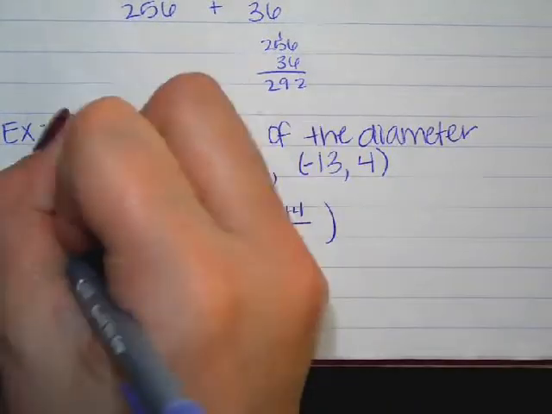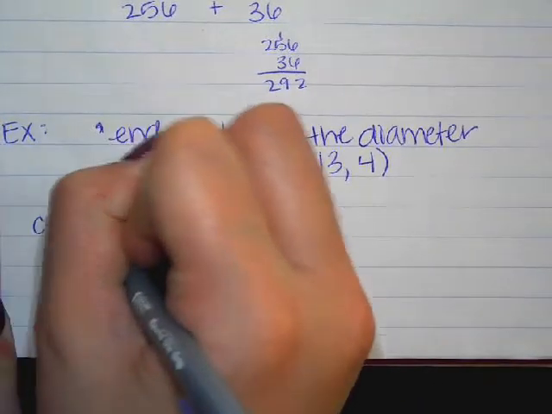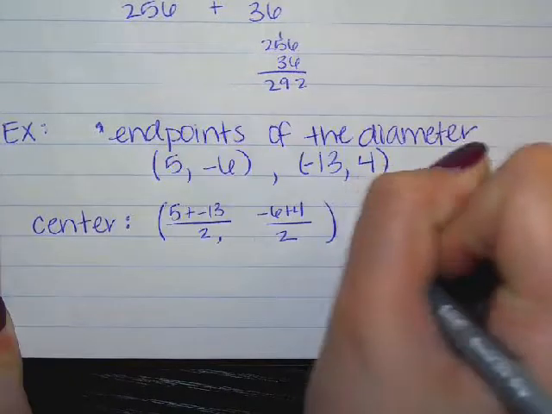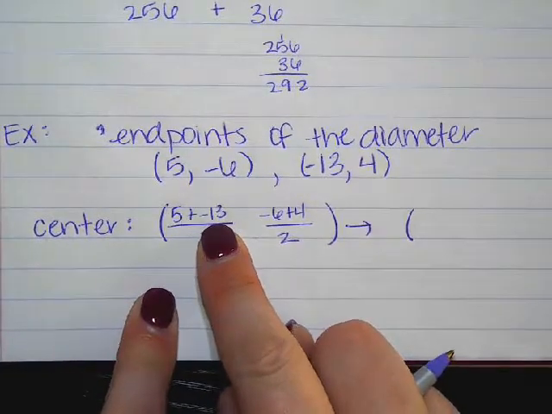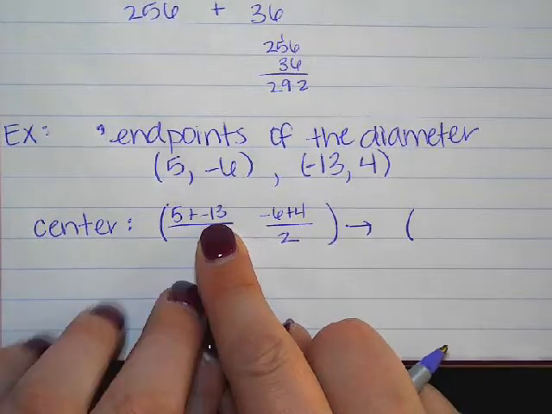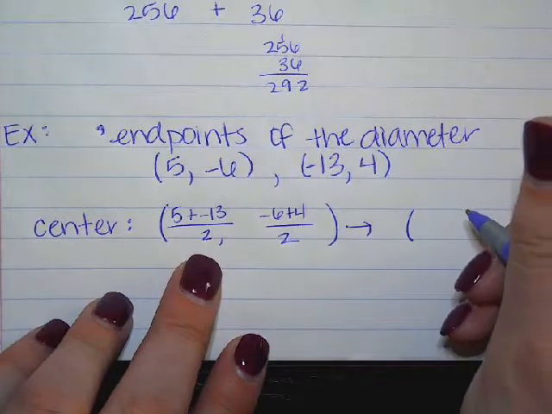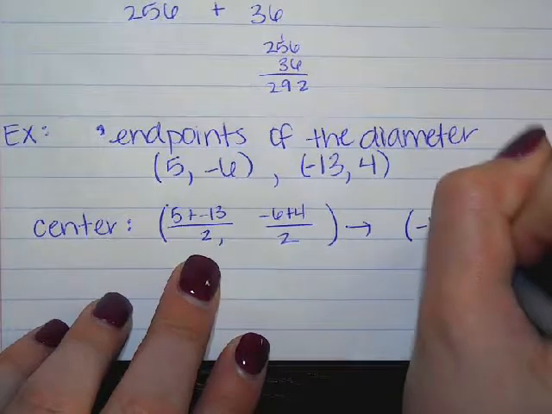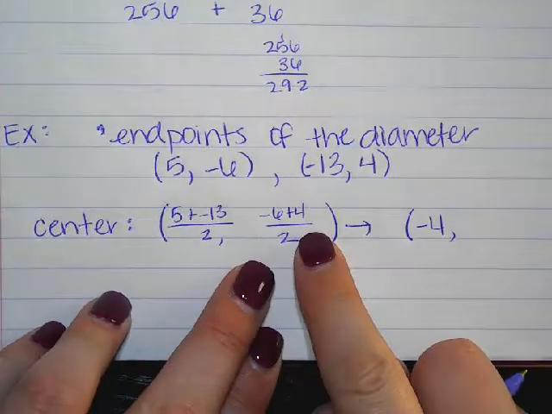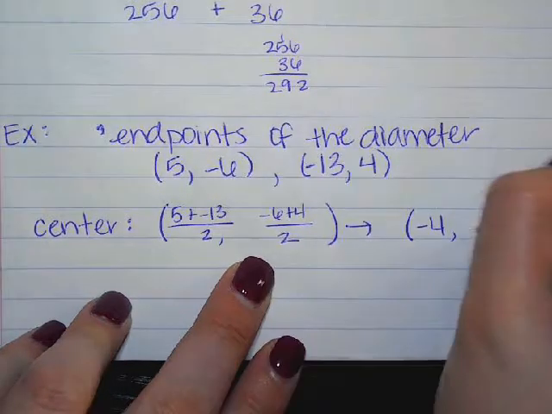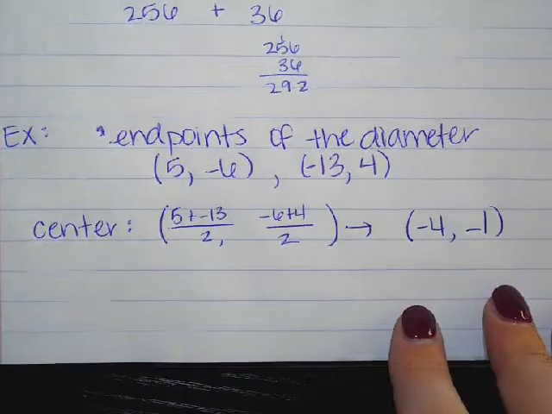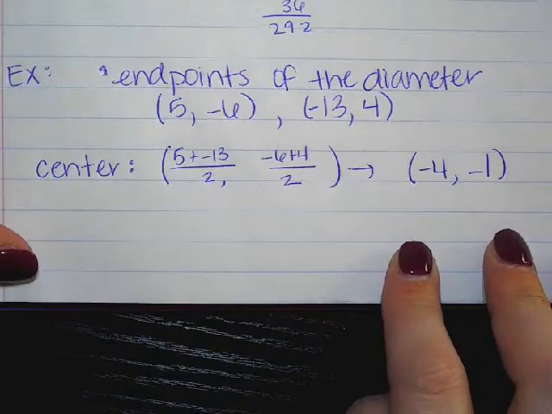And what we're finding right now is the center. So 5 plus negative 13, negative 8. Negative 8 divided by 2. You're close. Negative 4. And then negative 6 plus 4 divided by 2. Okay. So let's go ahead and start writing this equation.